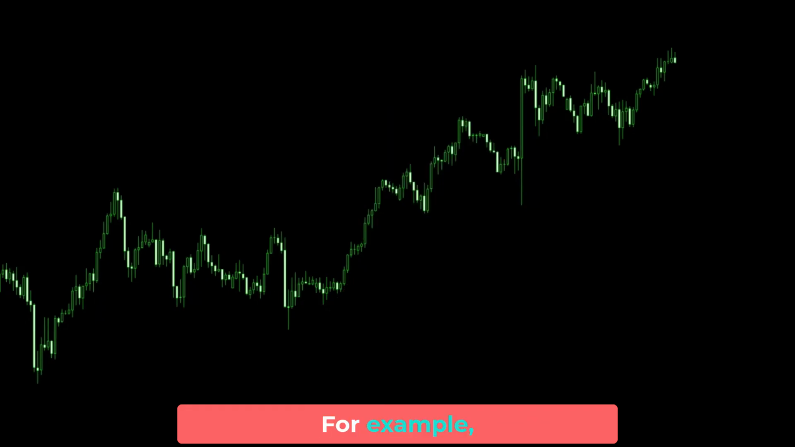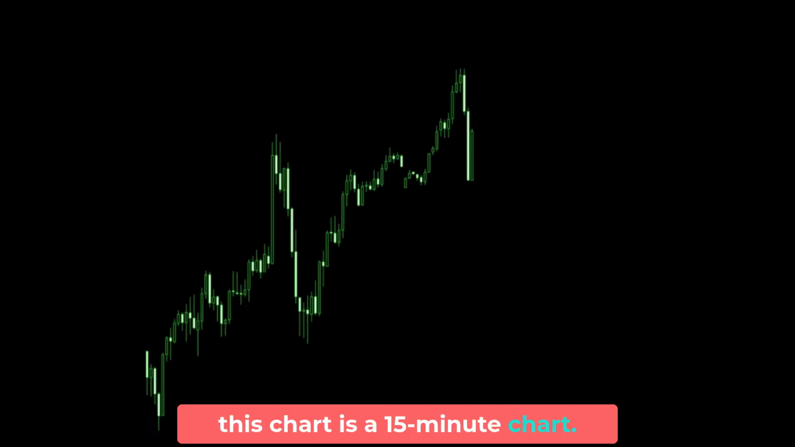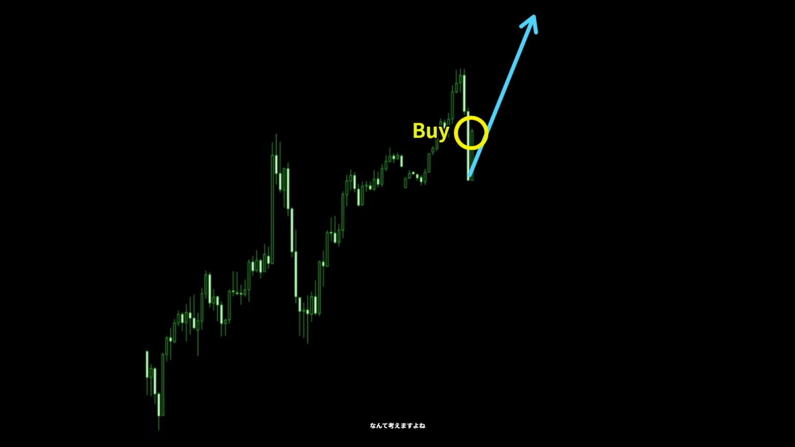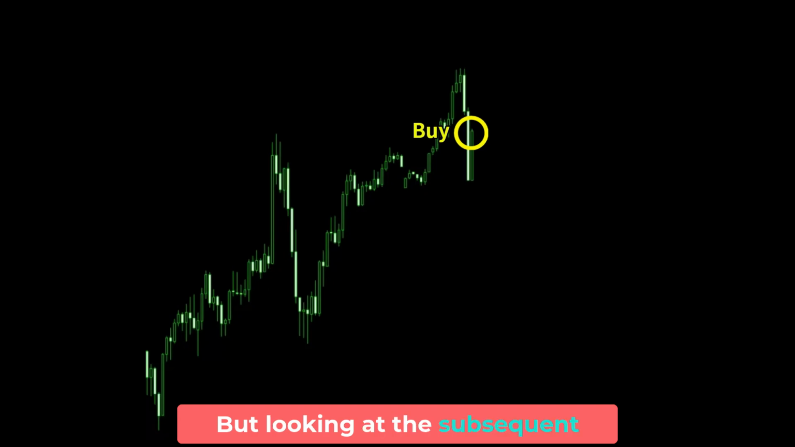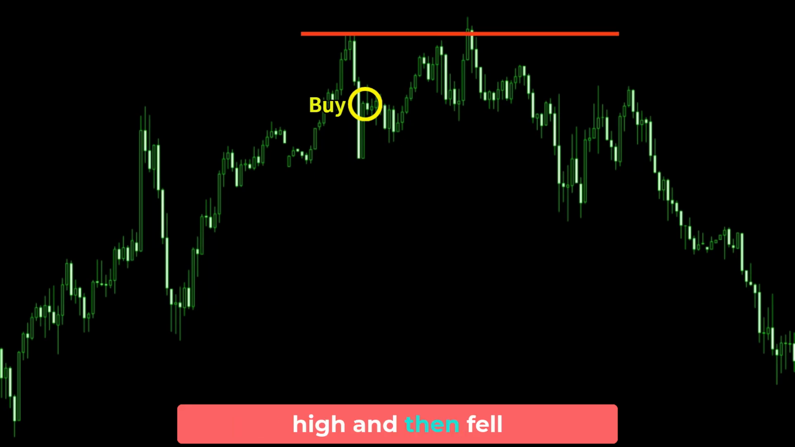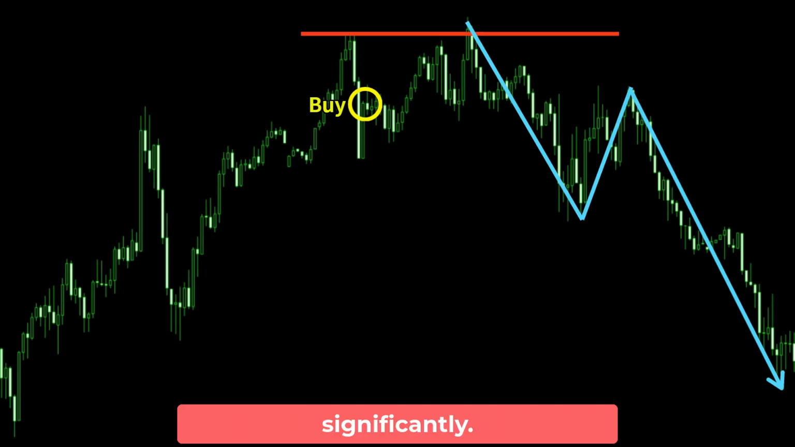For example, this chart is a 15-minute chart. Looking at it, it's an uptrend, so you think of making a buy entry and aiming to break the high to extend profits, right? But looking at the subsequent movement, it turned out like this. It was held back at the previous high and then fell significantly.